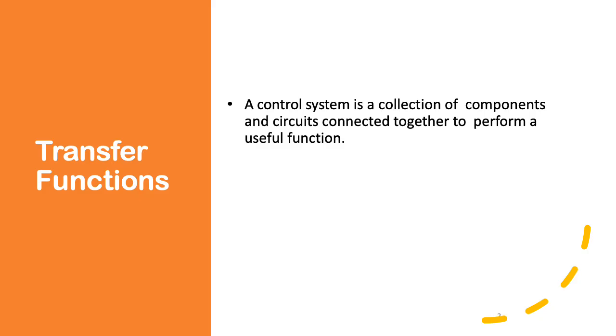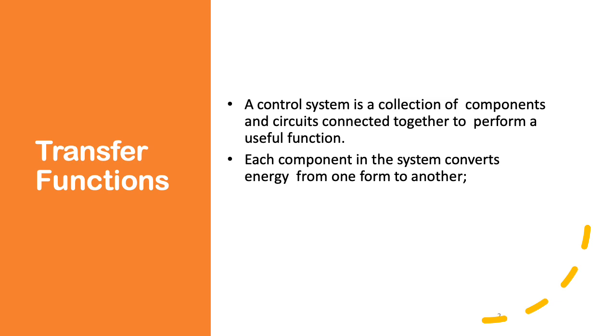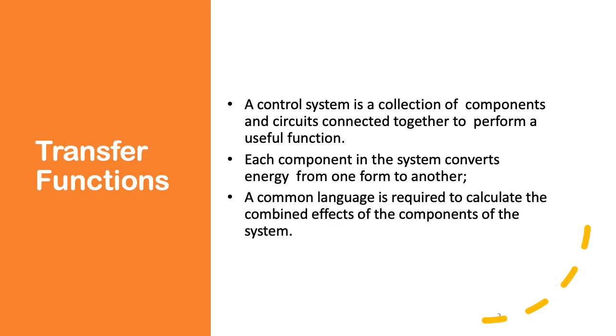Physically, a control system is a collection of components and circuits connected together to perform a useful function. Each component in the system converts energy from one form to another. For example, we might think of a temperature sensor as converting degrees to volts, or a motor as converting volts to revolutions per minute. To describe the performance of the entire control system, we must have some common language so that we can calculate the combined effects of the different components in the system. This need is behind the transfer function concept.